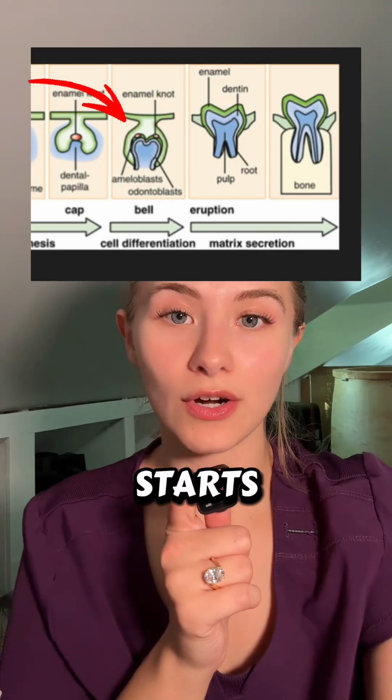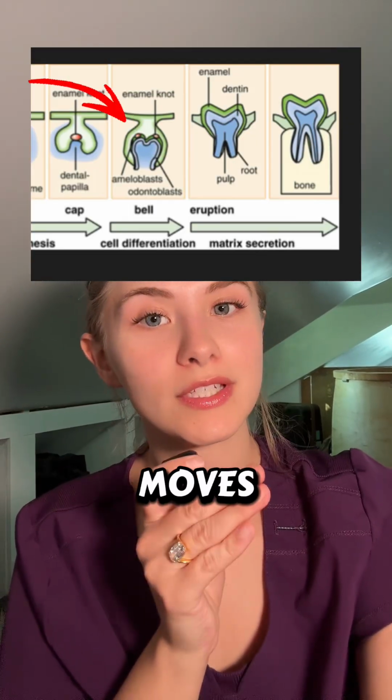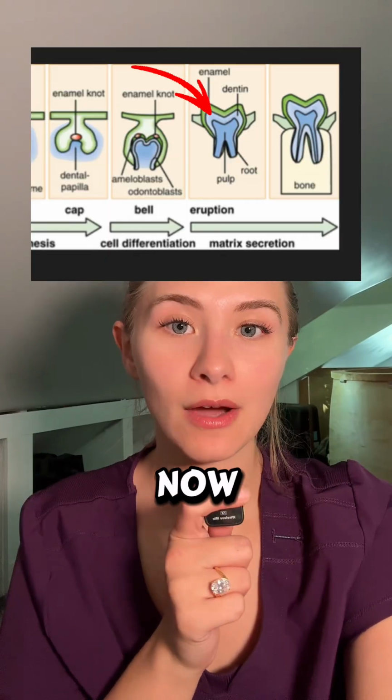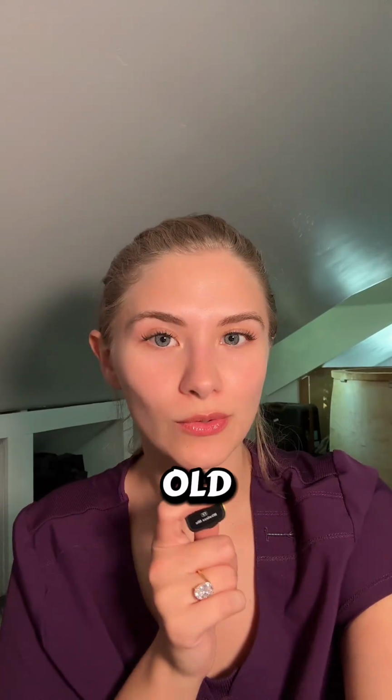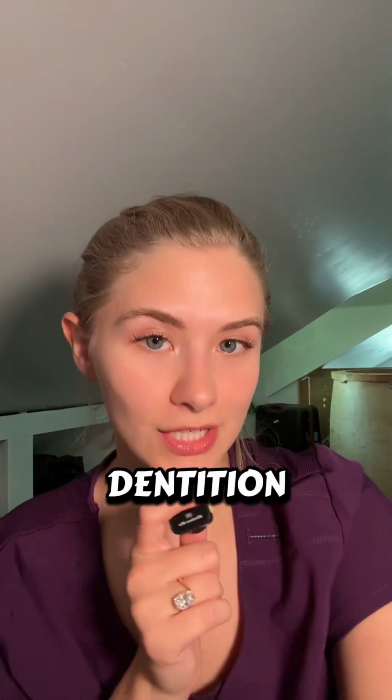Okay, and now we have the final stage, eruption and maturation. Now the enamel and dentin calcify and harden. It starts at the cusp tips and moves cervically or apically. It takes about 2 years for primary teeth to fully form and about 4 to 5 years for permanent crowns to finish, before eruption at about 6 years old. That's when they go into the mixed dentition stage.